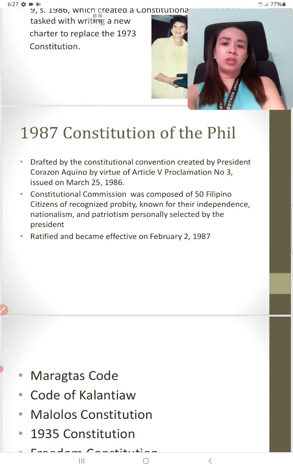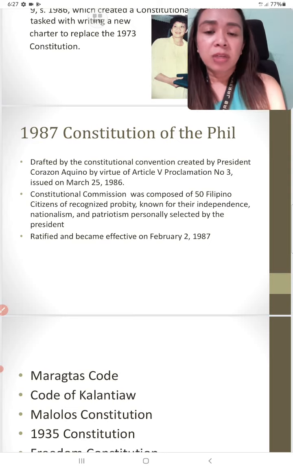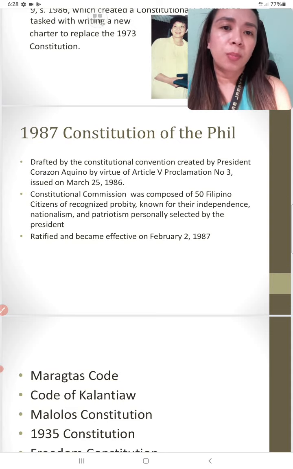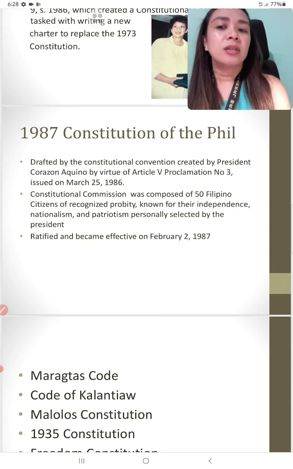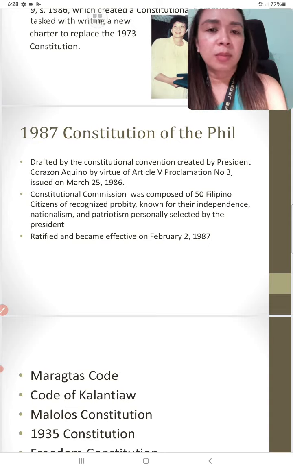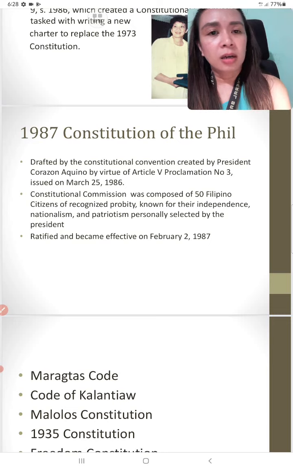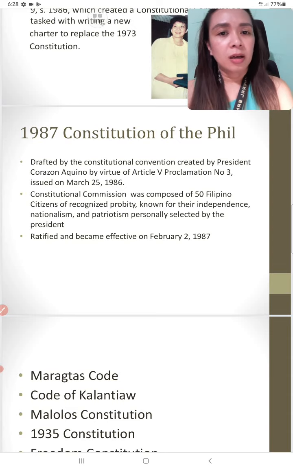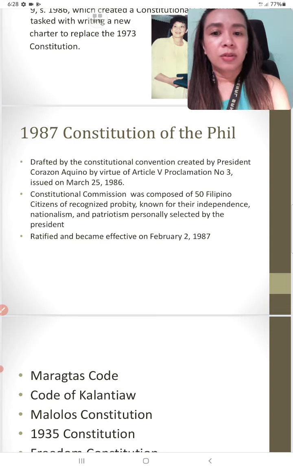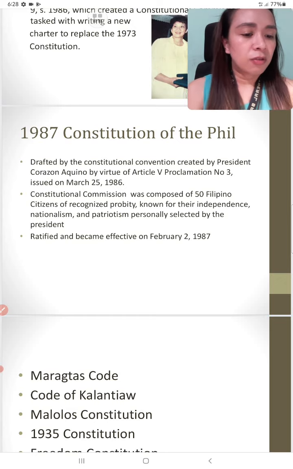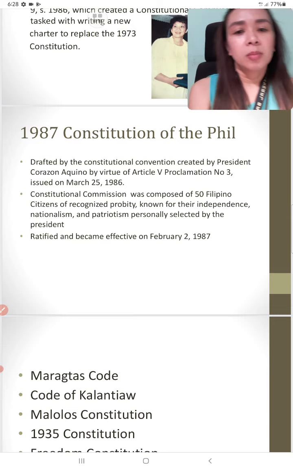It was drafted by the Constitutional Commission created by Corazon Aquino by virtue of Article 5, Proclamation Number 3, issued on March 25, 1986. This Constitutional Commission was composed of 15 Filipino citizens with recognized probity, known for their independence, well-known personalities at that time who surely knew their subject, and good representatives of their fields or sectors of society. Maybe there were representatives of the poor, representatives of workers, and so on.